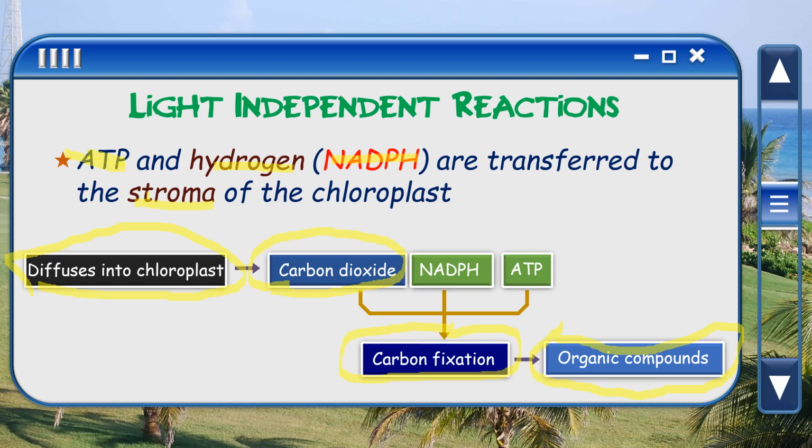These organic compounds are produced by the use of the hydrogen, which was produced in the light-dependent reaction, using the energy which was also produced in the light-dependent reaction, combining it with carbon dioxide. Then we shall fix carbon, and we shall form our organic compound. That is taking place in the light-independent reaction.